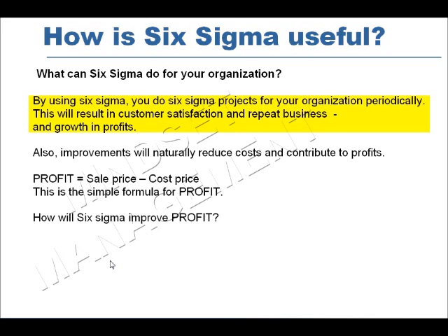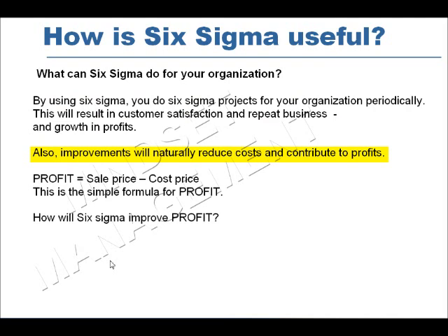By implementing Six Sigma, you do Six Sigma projects for your organization periodically. This will result in customer satisfaction and repeat business, and growth and profits. Also, improvements will naturally reduce costs and contribute to profits. Let us understand how. Profit equals sale price minus cost price. This is the simple formula for profit.